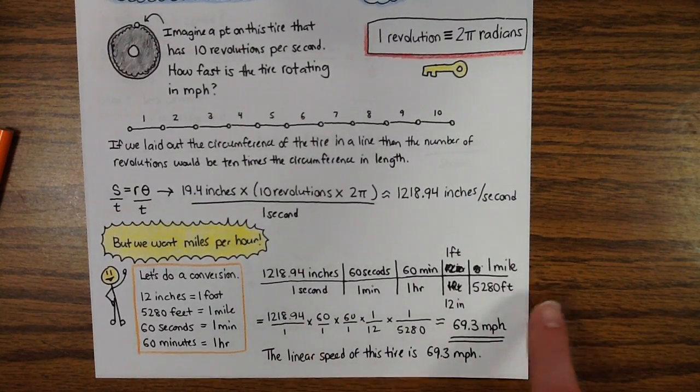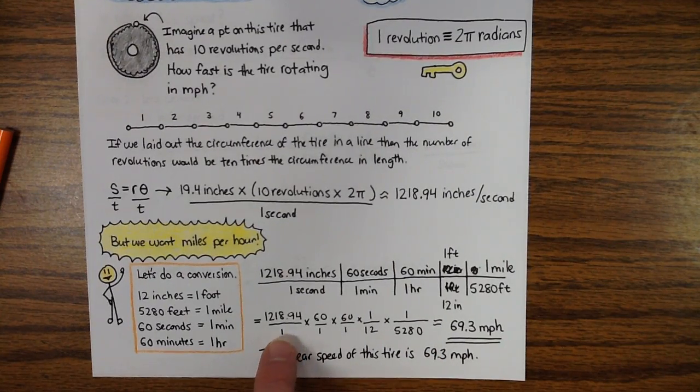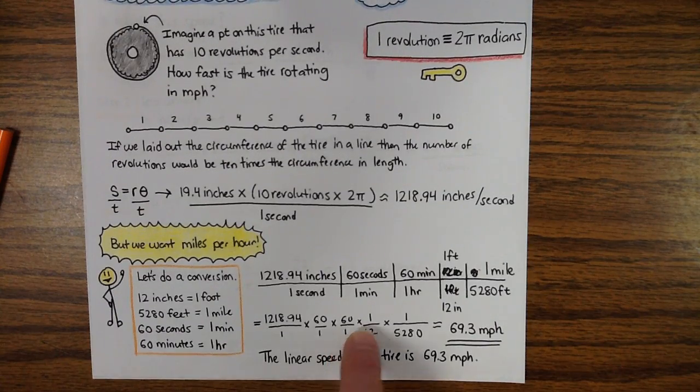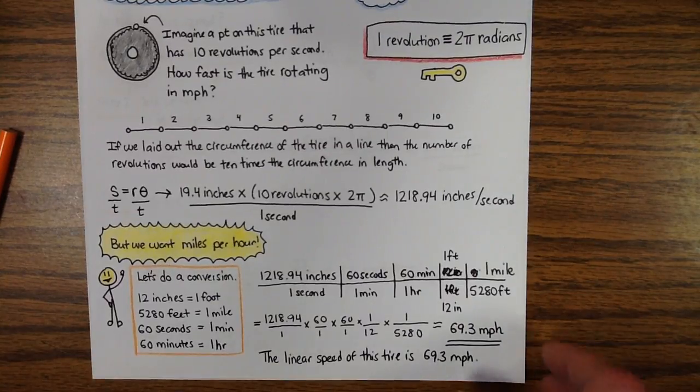So we take this table and we write the following calculation. 1,218.94 over 1 times 60 over 1 times 60 over 1 times 1 over 12 times 1 over 5,280. That's going to turn out to be 69.3. And so the linear speed of this tire is 69.3 miles per hour.